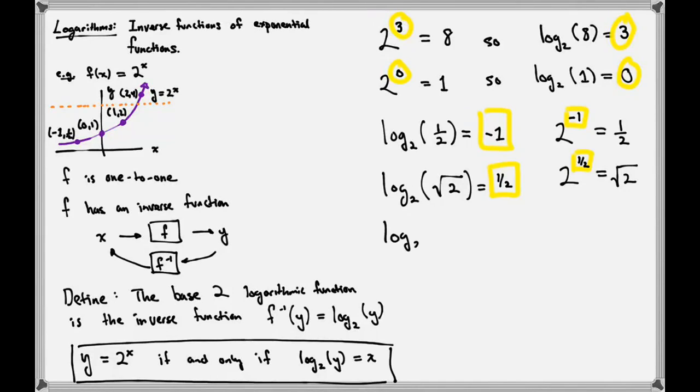Here's another one. Let's take log base 2 of -4. Not sure what the answer is. So I'm going to rewrite it in exponential form. The base is 2, and I want the result of taking 2 to some exponent to be -4.